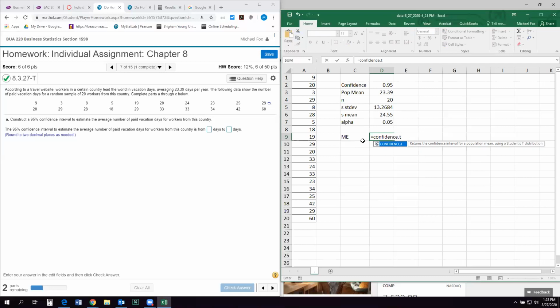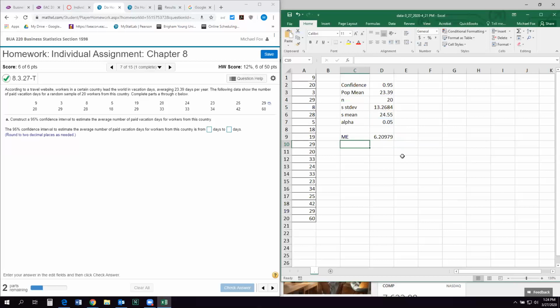Because I don't know that, I'm going to use the sample standard deviation as an approximation for the population standard deviation. And because I'm approximating the population standard deviation, I'm using the t rather than the normal curve. I'm using the student's t distribution because that allows for more error. It's just more spread out. So that's why I use confidence.t. And then I do my alpha, comma, my sample standard deviation, and n.